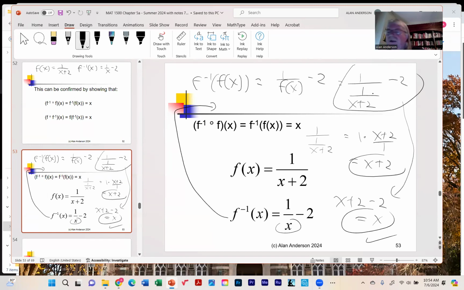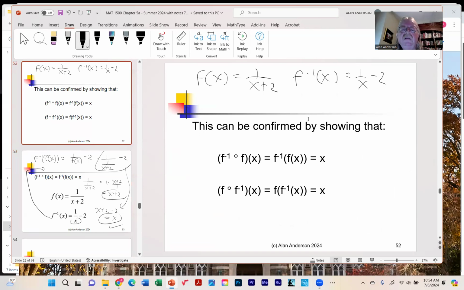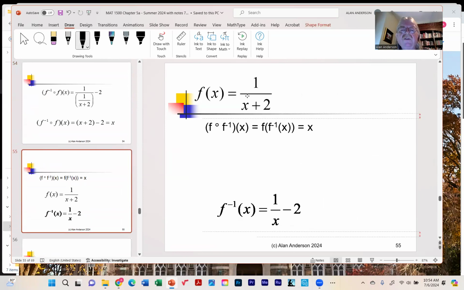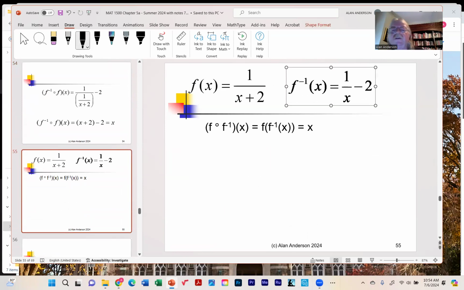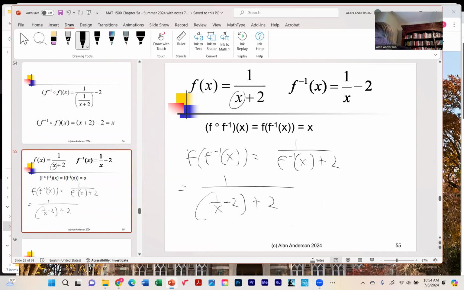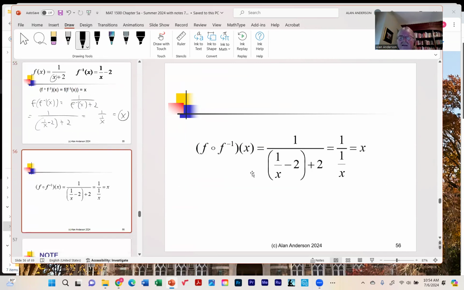Okay, great. Now we have to work this backwards. So here's the two functions. What we need to do now is f of f inverse of x, which means you take this function and replace all the x's with f inverse of x. And luckily these two twos cancel each other out. 1 over 1 over x is the same thing as x. So that means we did it correctly. All right, good.